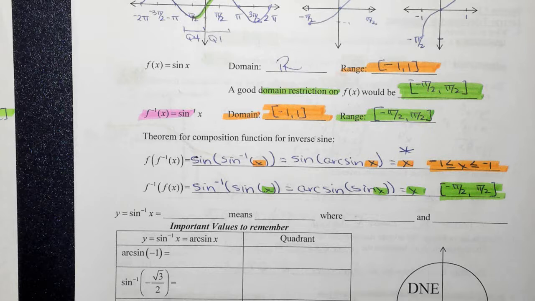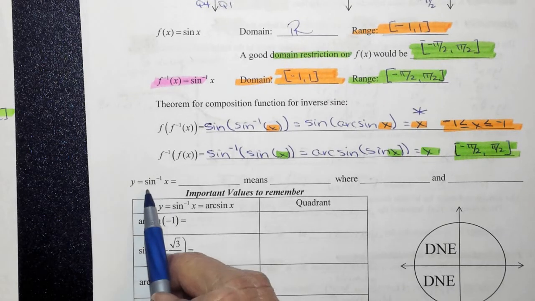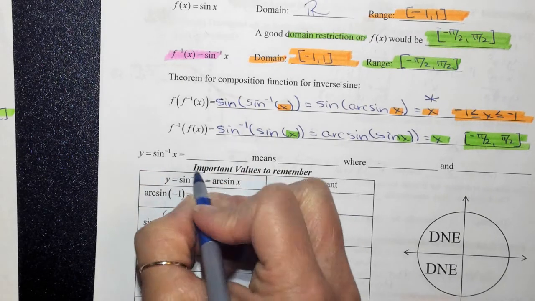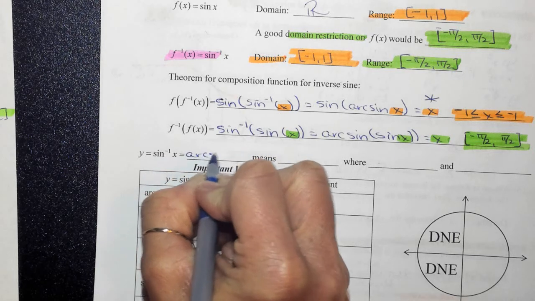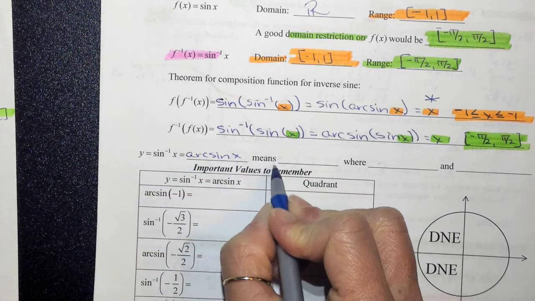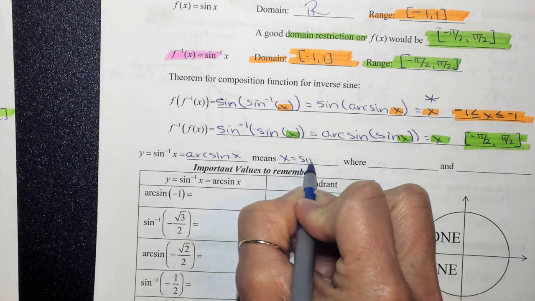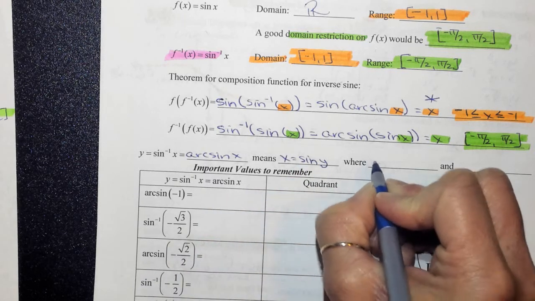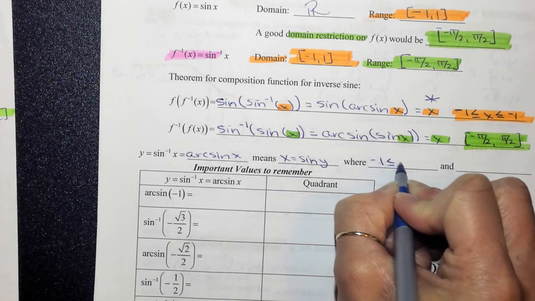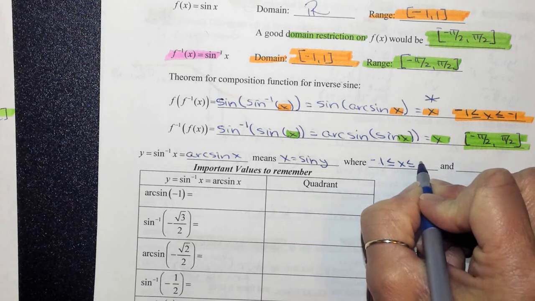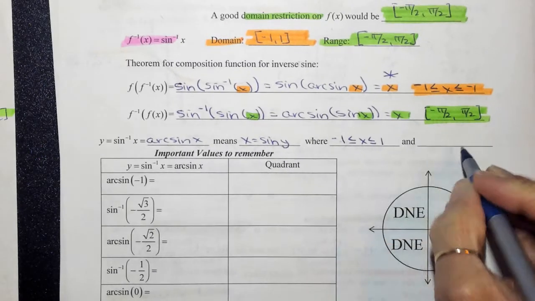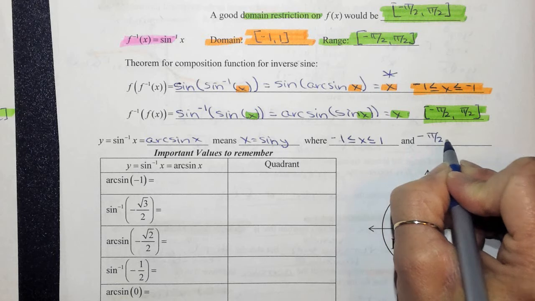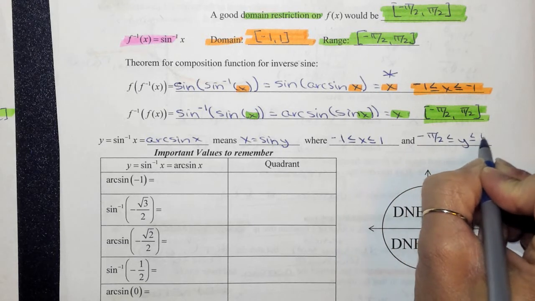Okay. Now, what does this mean? If y is equal to the arc sine of x, this actually means that x is equal to the sine of y, where your x values are falling between -1 and 1, and your y values between -pi/2 and pi/2.